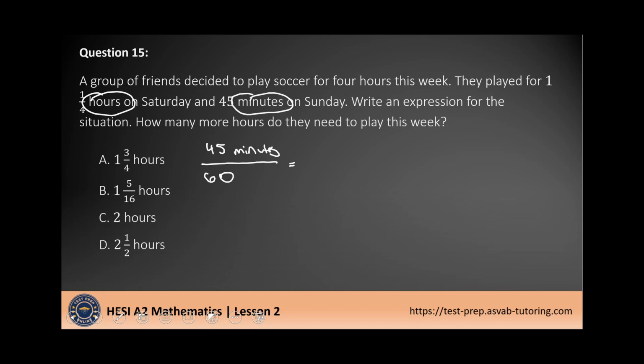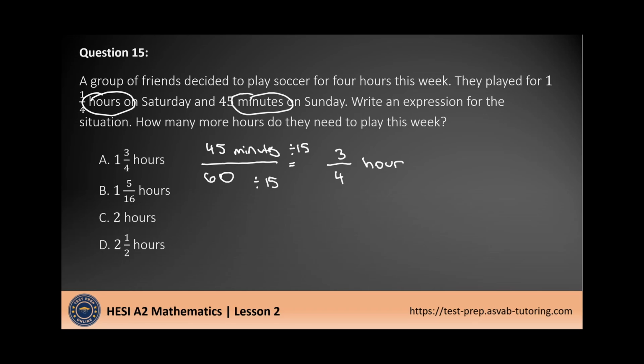We can divide out 15. So we're doing divided by 15, divided by 15. 45 divided by 15 equals 3. 60 divided by 15 equals 4. So that 45 minutes is the same as saying 3/4 of an hour, which you might have guessed before we started solving.